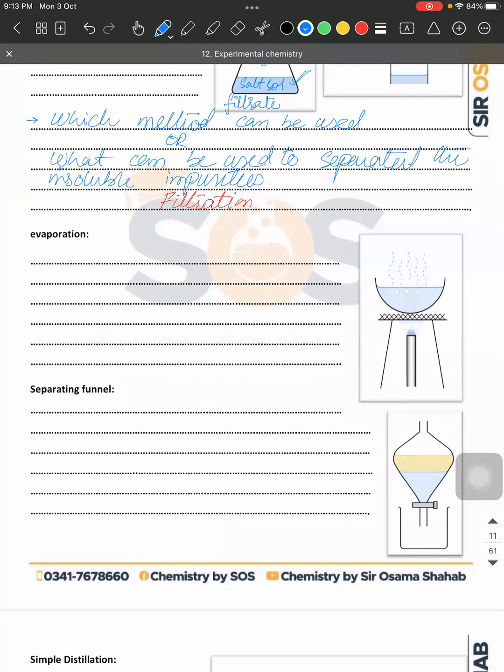You need to keep in mind this: the substances that are insoluble in water can be separated by the filtration method. Is that clear, every one of you? Yes, sir. Okay, then we have one more process, which is evaporation. Evaporation is one of the processes which can be used to separate out the soluble impurities.